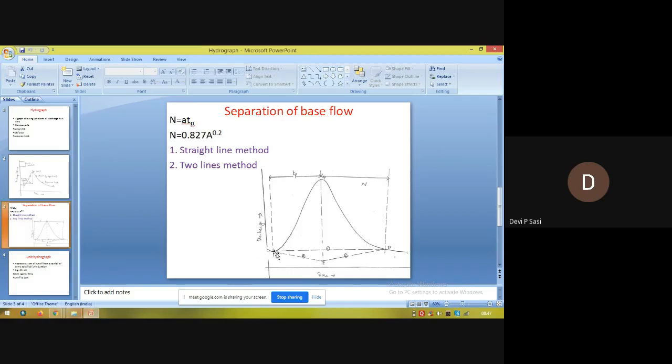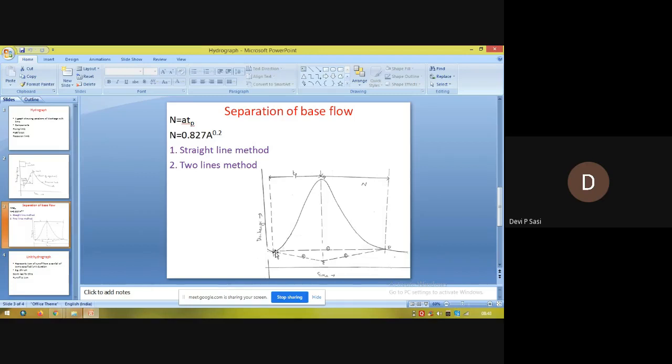Here you can see point A and point D. Point A marks the beginning of direct runoff, and point D marks the end of direct runoff. You can see two points here. First, you locate point D after calculating N. Now you know there are two points, A and D. A is the beginning of direct runoff and D is the end of direct runoff.